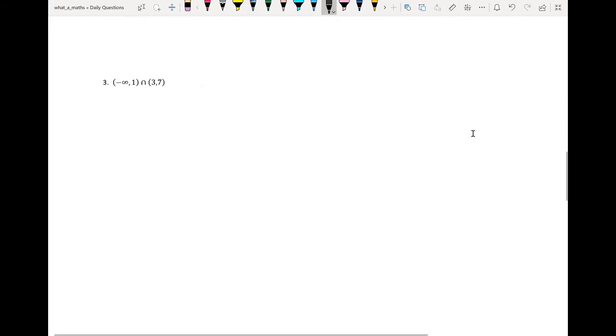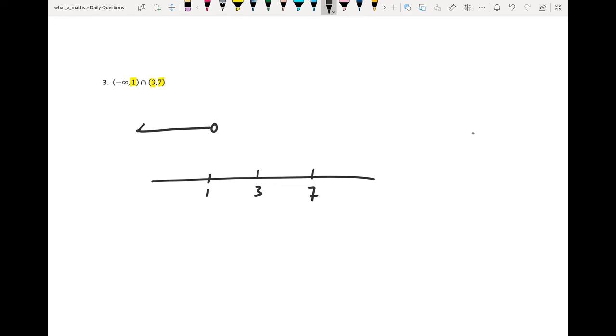Now question number 3, draw your number line. Okay, smallest number 1, 3 followed by 7. So here I have 1, 3, and 7. -infinity to 1, so the numbers will be towards the left, and now 3 to 7.